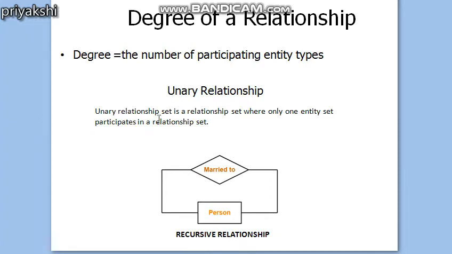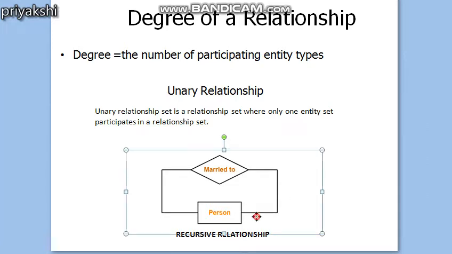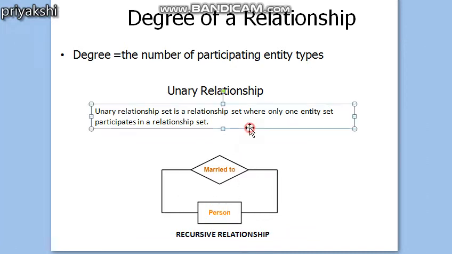So a unary relationship is a relationship set where only one entity set participates in a relationship set. For example, consider the relationship "is married to". A person is the only entity participating in this particular relationship, married to. So there is only one entity, so we can say that the married to relationship has a degree of 1, or it is a unary relationship.